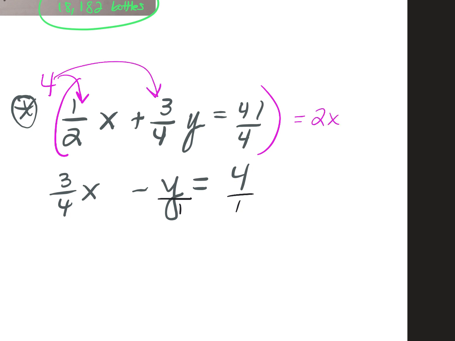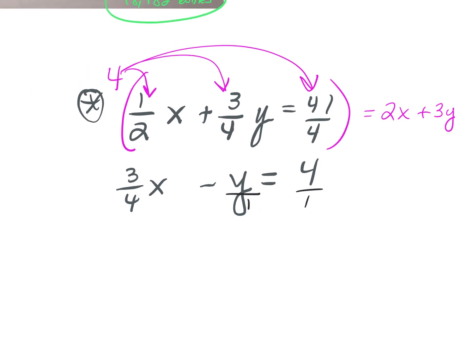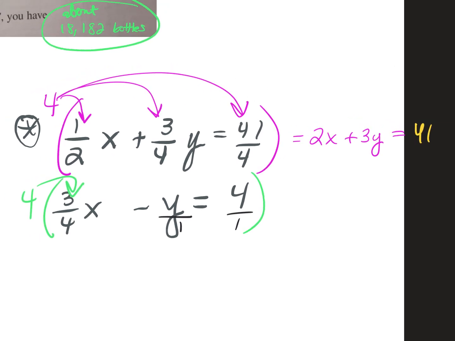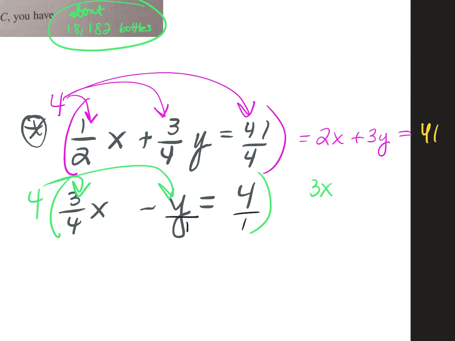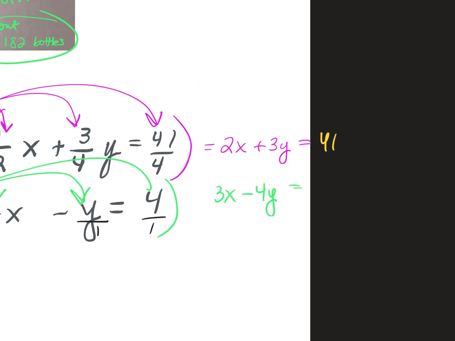Now I distribute the 4 here. What happens when I multiply 3/4 by 4? The 4's cancel, so I have plus 3y equals, what happens when I multiply 4 times 41 over 4? It just equals 41. Is that a lot more manageable to look at? Yes. Okay, we could do the same thing on the bottom. What can I multiply the entire equation by? It's got to be both sides of the equal sign to get my denominators to cancel out. 4. Okay, good. So when I distribute here, I have 3x. When I distribute here, I have minus 4y. And when I distribute here, I get what, 16?